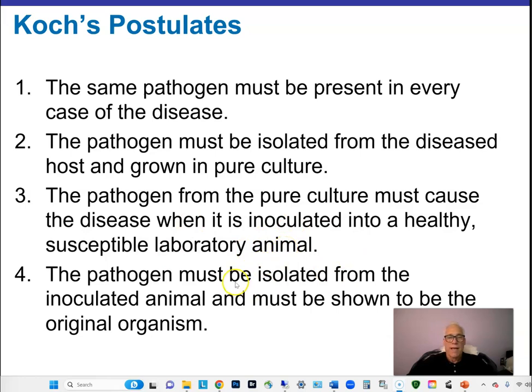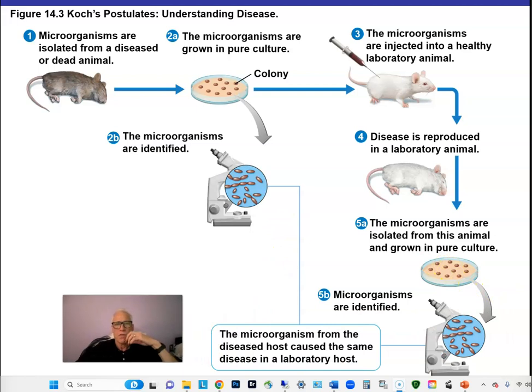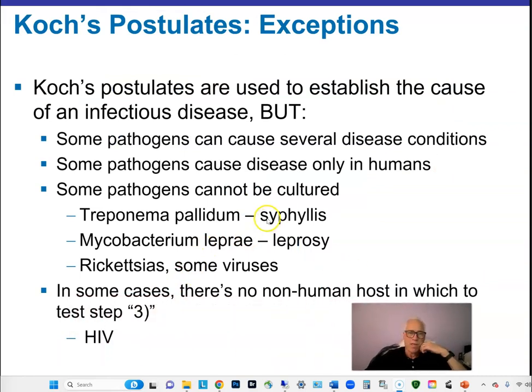And then finally, that newly infected animal, we must be able to re-isolate and culture the organism once again from that animal, and it should look the same. We should get the same organism out that we had the first time when we cultured from the diseased animal, the primary subject. So those are Koch's postulates. This is just a cartoon version of everything that we just said, so I don't think we need to go through that all over again. Maybe I should have used that to describe it, a little more entertaining.